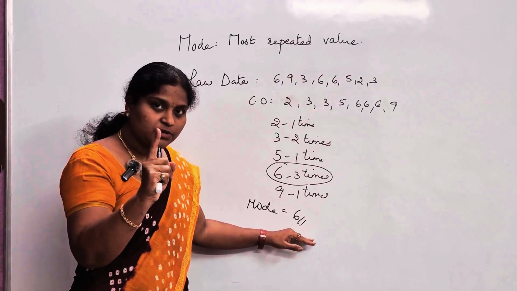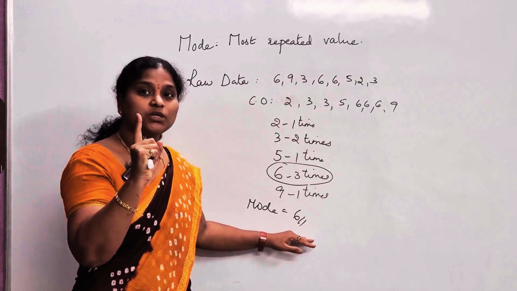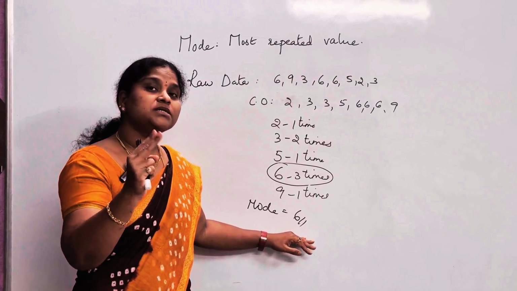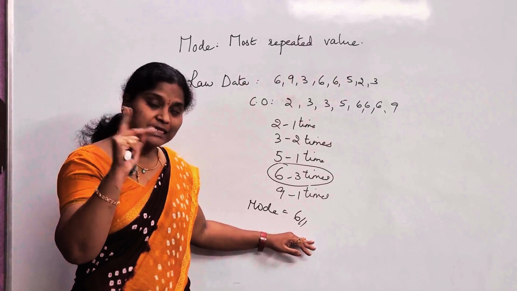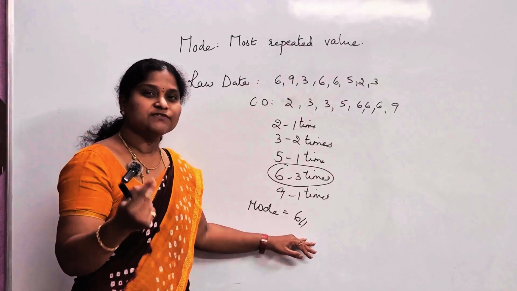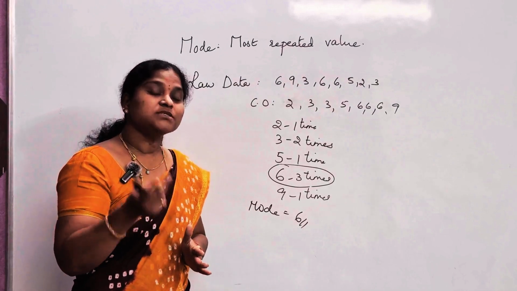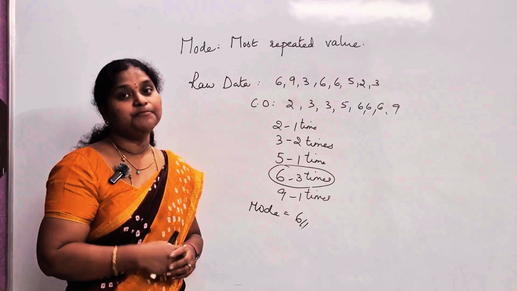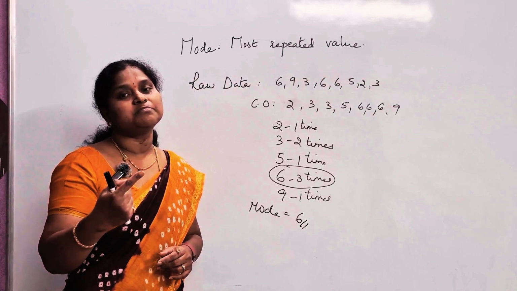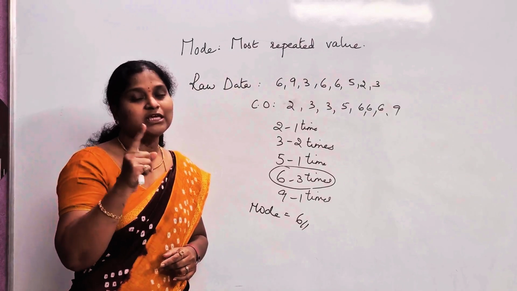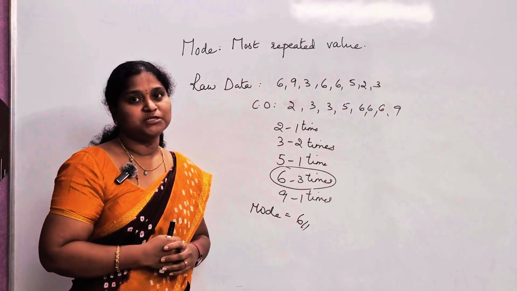If a single value repeats the highest number of times, it is unimodal. If 2 values repeat the maximum number of times, equal maximum number of times, that will be bimodal. If 3 values repeat the maximum number of times and are equal, that is trimodal. And if more than 3 values repeat the maximum number of times with equal numbers, that will be multimodal.